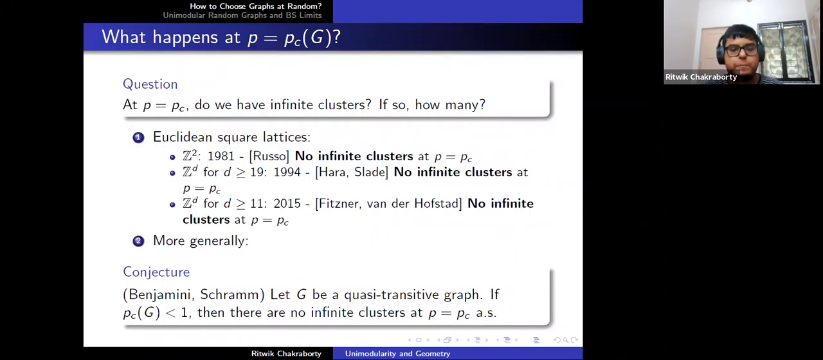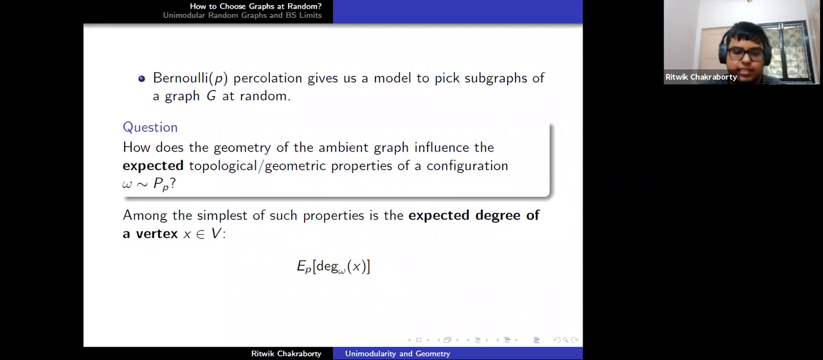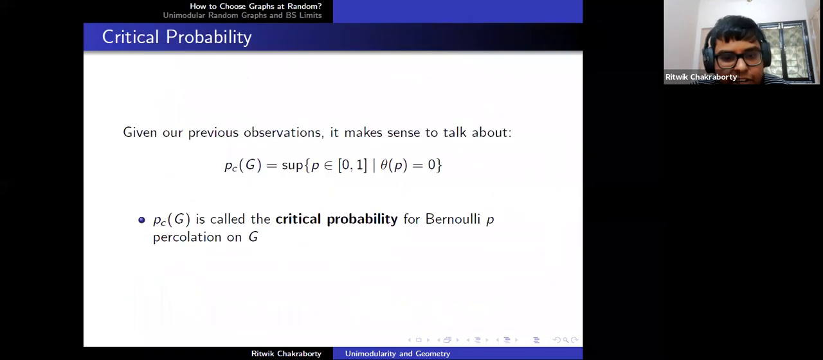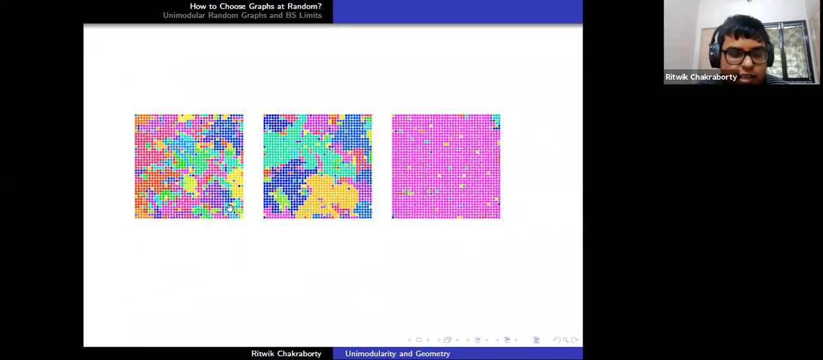So this was just to give you some idea. And the point is this: if this conjecture is true, which it is for a large class of graphs, as I'm probably going to state later, then at critical probability, when you look at your percolation configuration, there are going to be no infinite clusters. You'll have an infinitely large number of finite clusters. So in particular, it will look like, let's say, this guy over here.